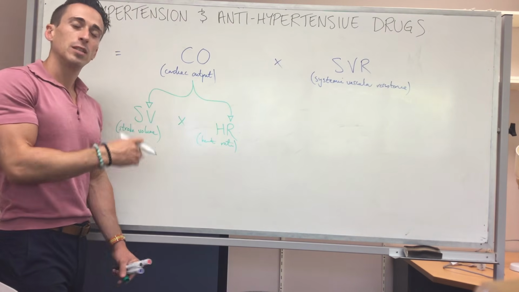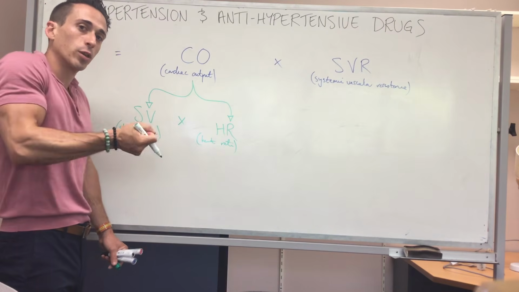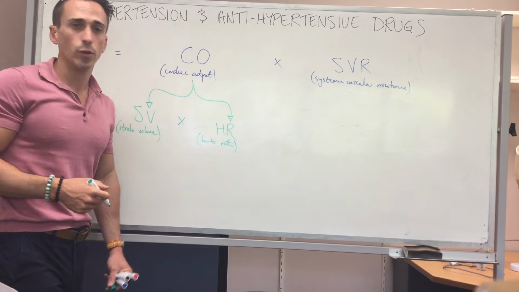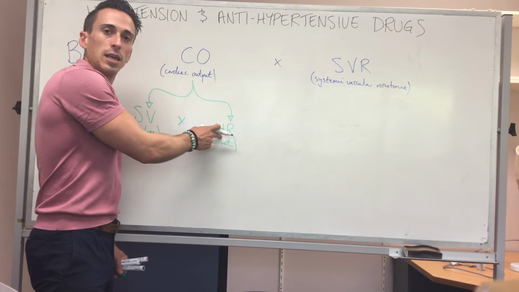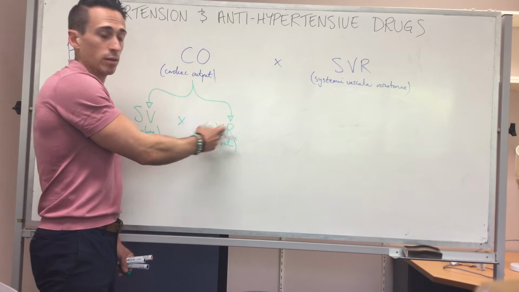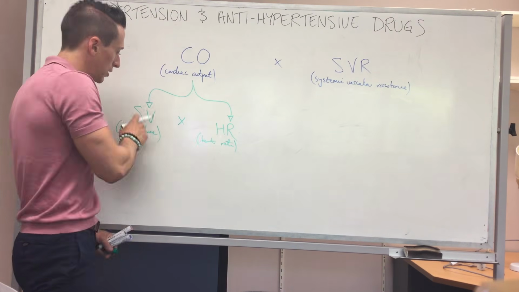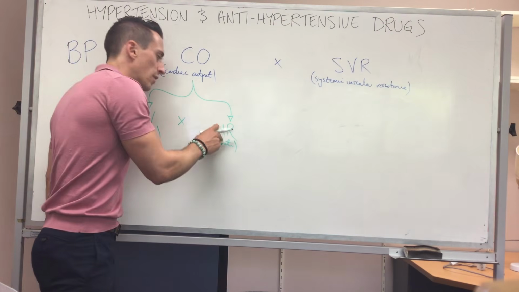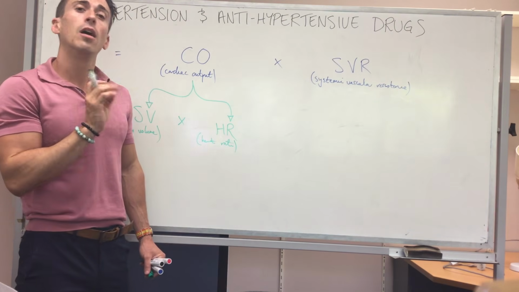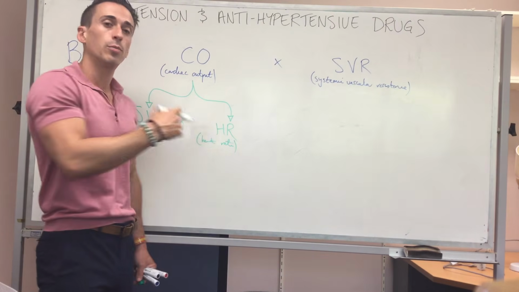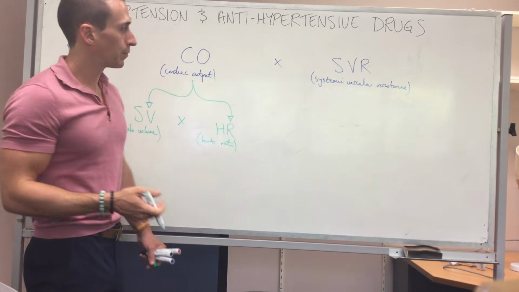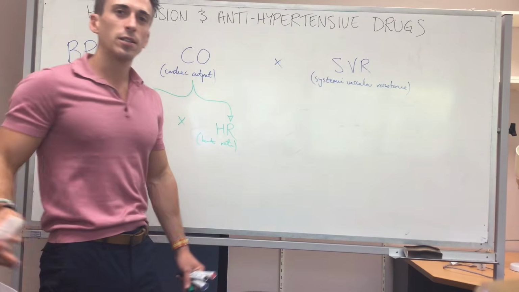Stroke volume is about 70 mils. So every time that left ventricle contracts, it pushes out about 70 mils of blood. It does this about 70 times in a minute, 75-ish times. So 70 mils times 70 to 75 times gives you approximately 5 litres, which means cardiac output is approximately 5 litres. All right, systemic vascular resistance.